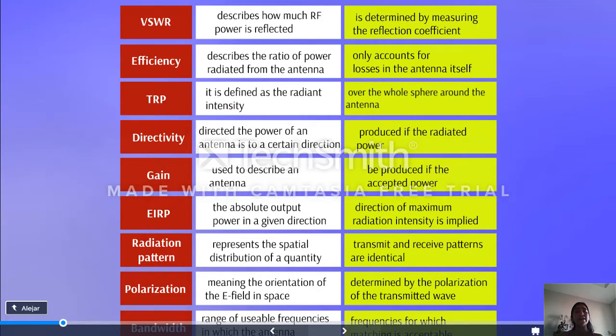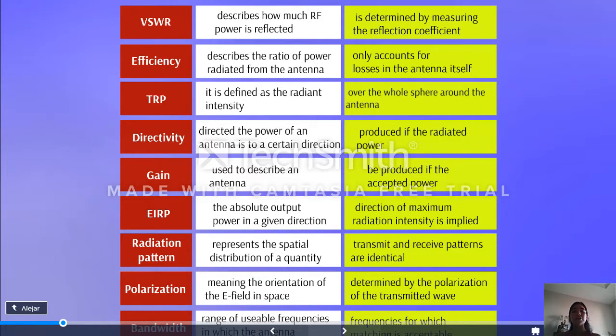EIRP. The EIRP denotes the absolute output power in a given direction. If no direction is defined, the direction of maximum radiation intensity is implied. The EIRP is the power an ideal isotropic radiator requires to produce the same power density in the given direction.